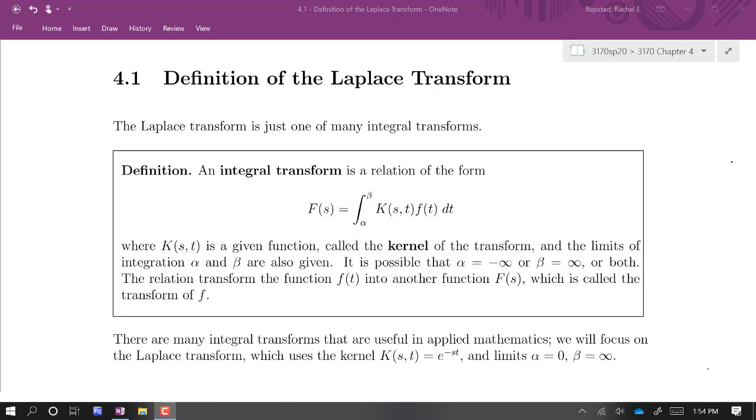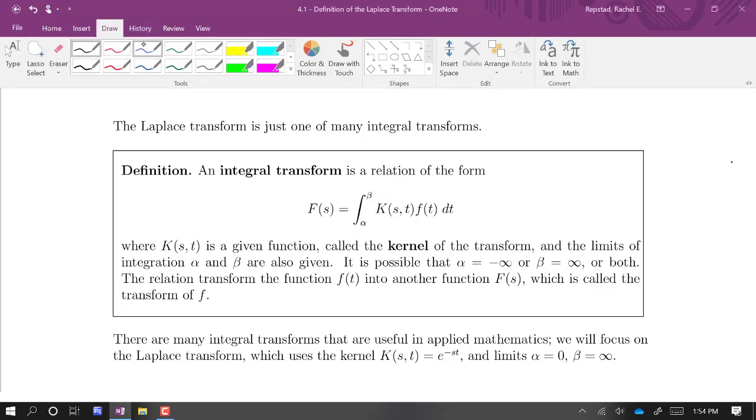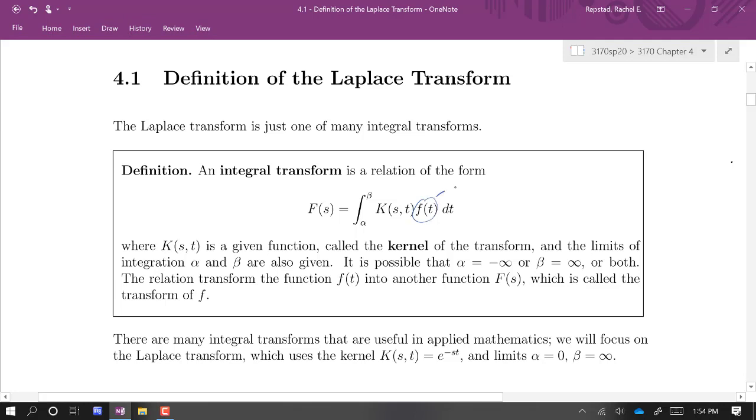An integral transform is a relation where you plug in one function. What we plug in is some function f of t, and what it spits out is this other function, big F of s. So it's a way we generate some function by plugging in another function.